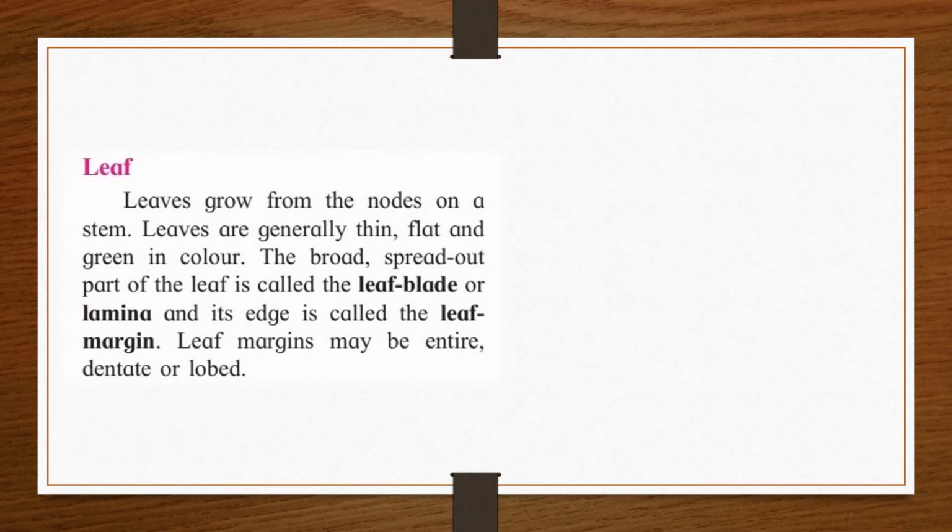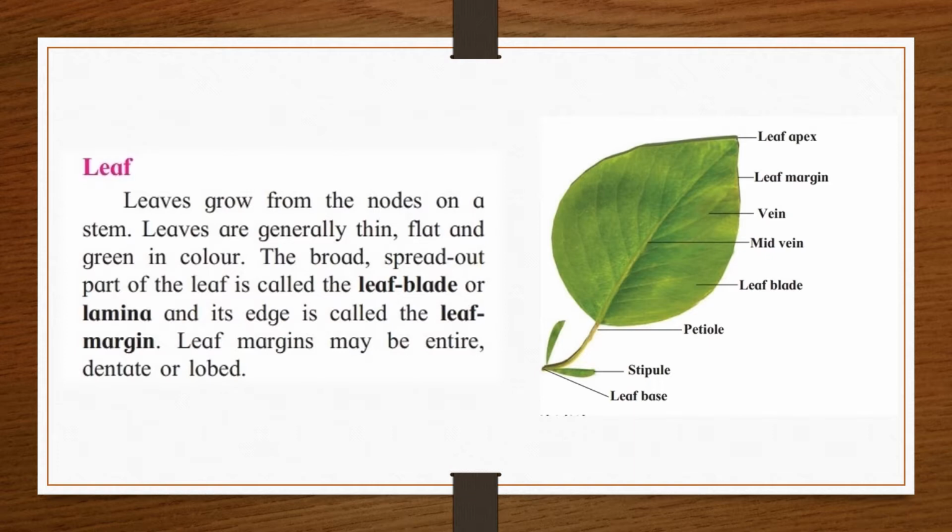When you are asked to color the whole plant, what color will you give to the leaf? Yes students, we will give green color to the leaf. Why? Because the leaves are green in color. Why do plants produce leaves? Because leaves are green due to chlorophyll, and with the help of chlorophyll, plants synthesize their food. This process is called photosynthesis.